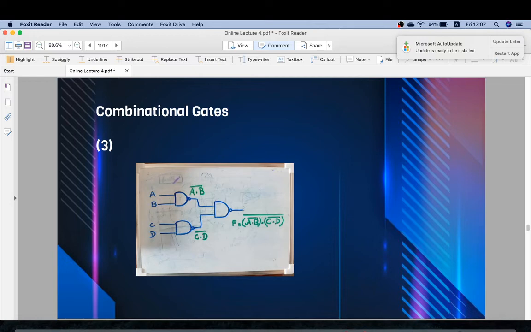Now it's the same, we don't need to be confused about the AND gate and the NOT. You can see a NOT here. So what is a NOT? What is the purpose of the NOT? We already studied this. It will give the opposite.